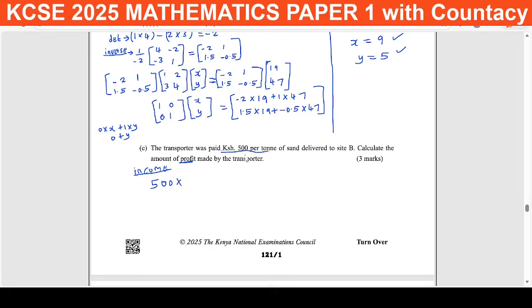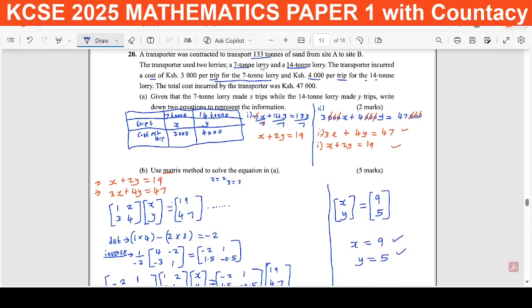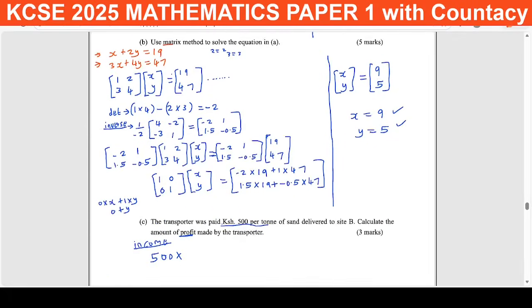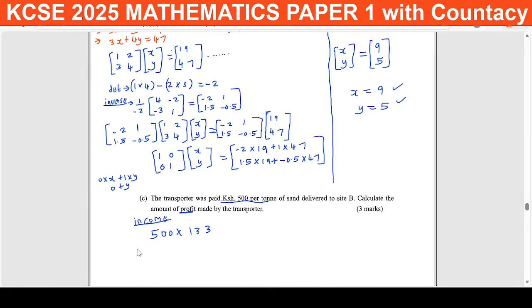And how many tons did our guy transport? Let's see. We had it here. A transporter was contracted to transport 133 tons. So therefore, the amount that this person is going to receive is 500 times 133. And this is where a lot of students made mistakes, and I'll show you how that happened. But first things first, we have 500 multiplied by 133. That's going to give you shillings. 133 times 500, that's going to give you 66,500.